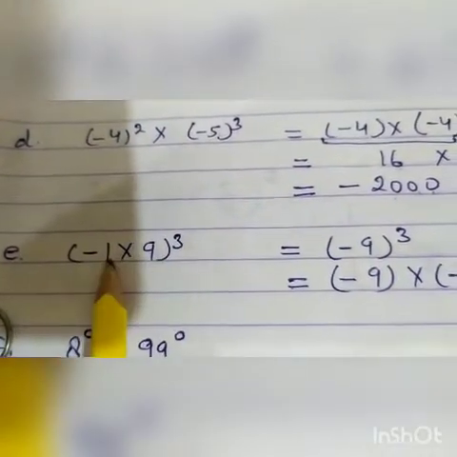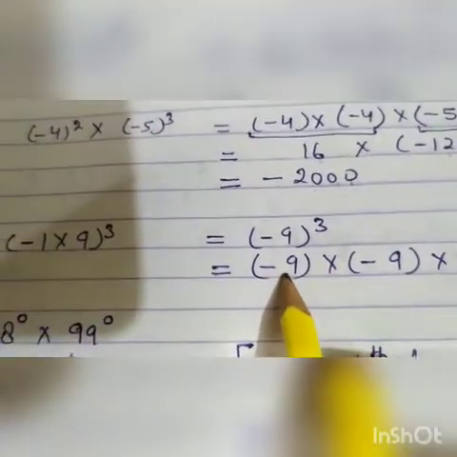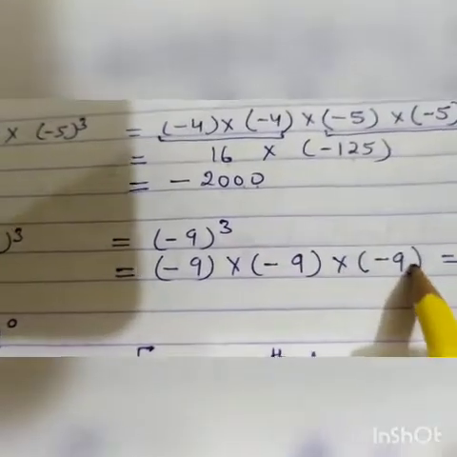So first we will multiply this minus 1 with 9. It will become minus 9 whole power 3, minus 9 multiply minus 9 multiply minus 9.